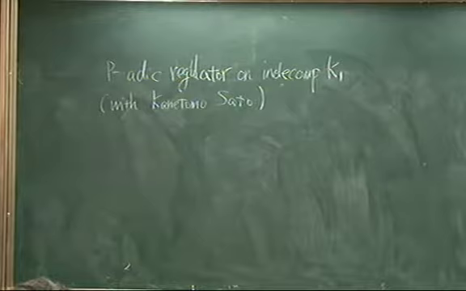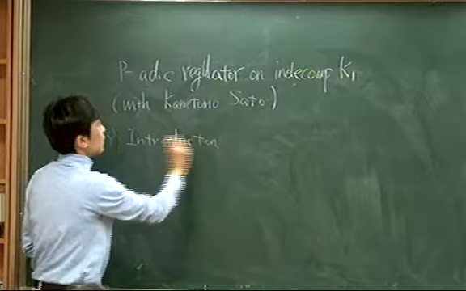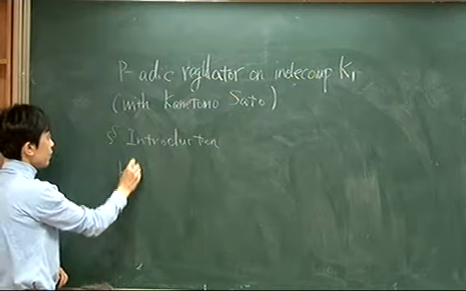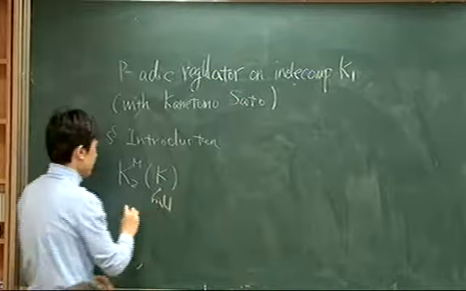So let me start with a brief and elementary introduction to K-theory. First, K2 of M, where M is a field, denotes the Milnor K2. This is the Milnor K2.